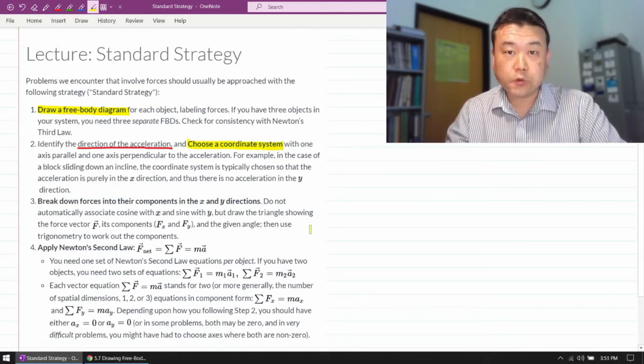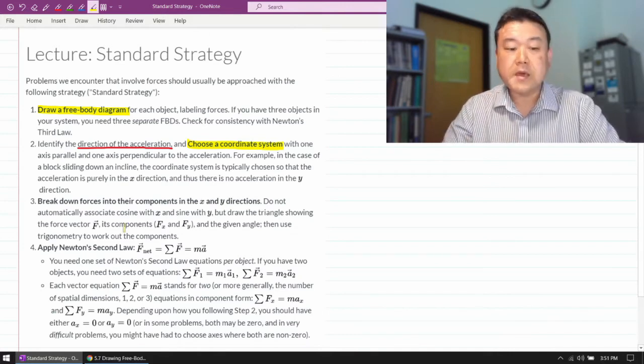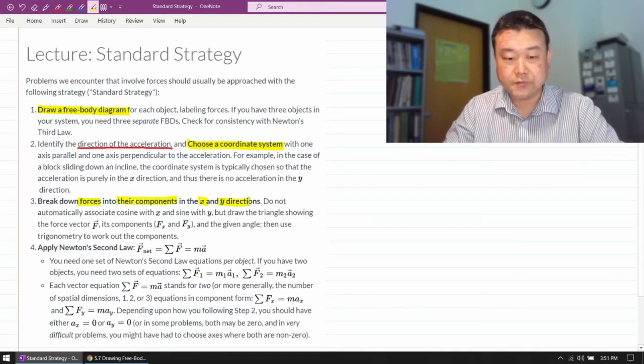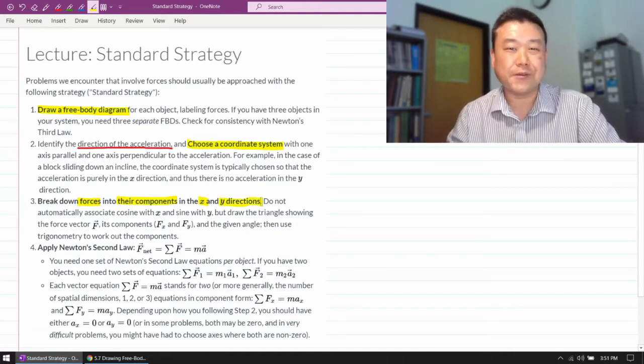Once we have chosen our coordinate axis, then we do what the coordinate axes are for. It's so that we can describe the forces in terms of their components in the x and y directions. And to talk about x and y directions, you need to know what directions x and y are.